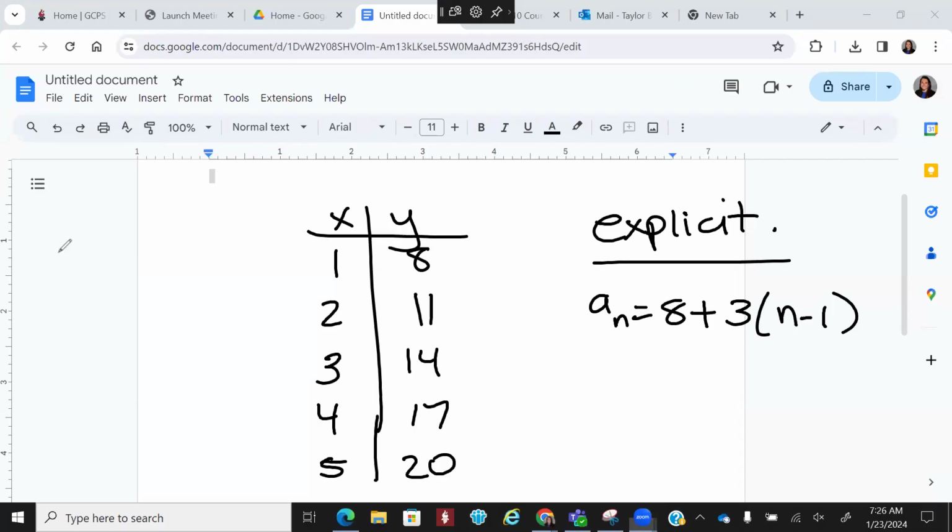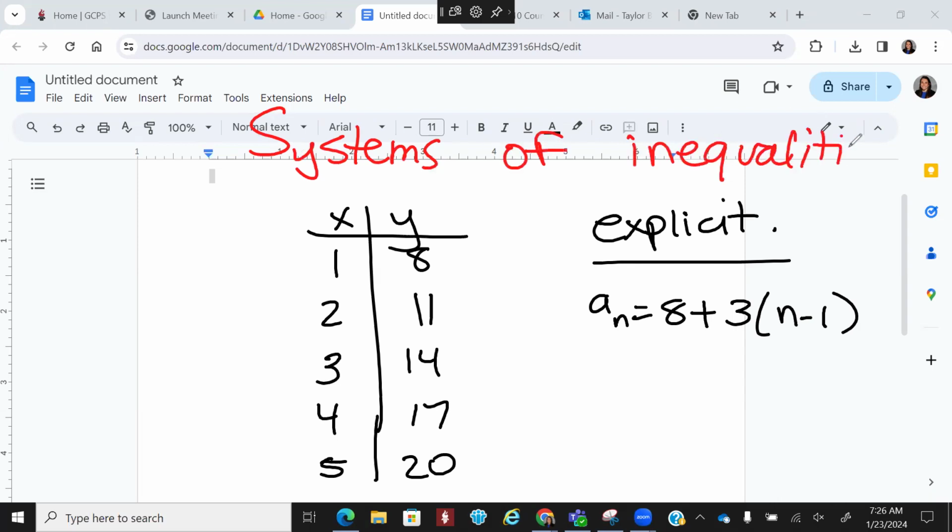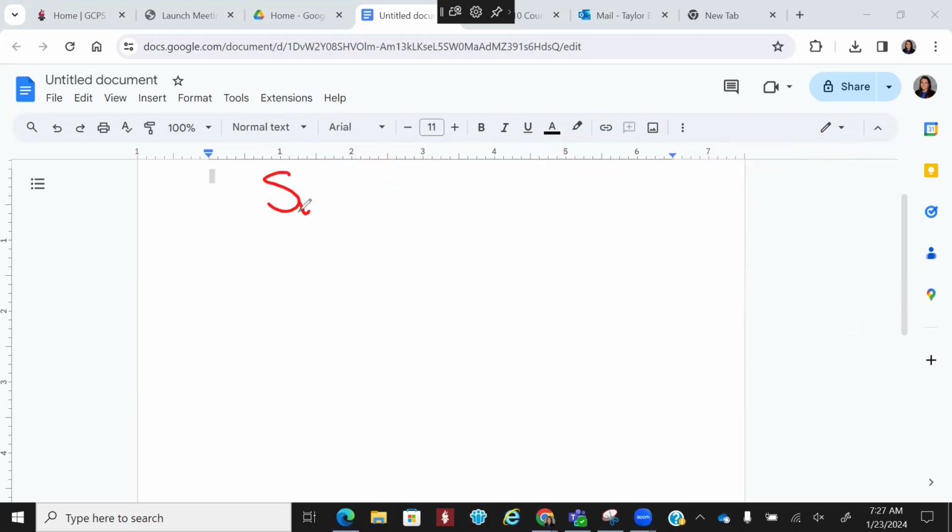Systems of inequalities. So systems of inequalities. Okay, so kind of make like a section on your paper for that one. Okay, I'm gonna level with you. I do not want you graphing these by hand if you can avoid it. I want you to plug it into Desmos and then copy down what Desmos has. Okay, because otherwise we make a lot of mistakes that way. Okay, so we got systems of inequalities.